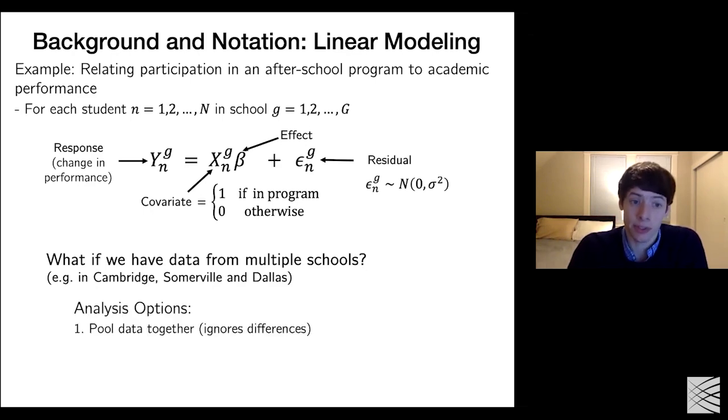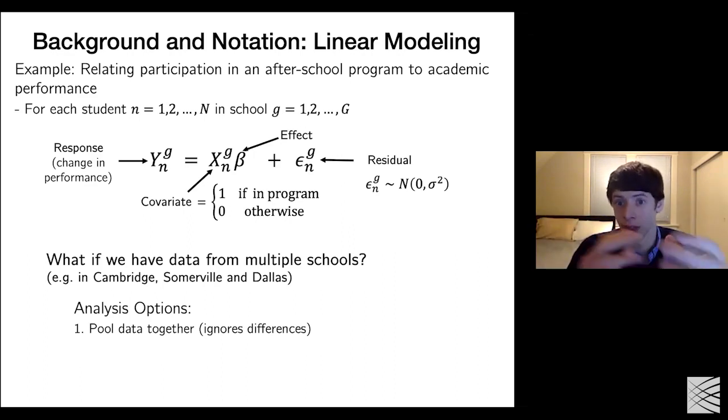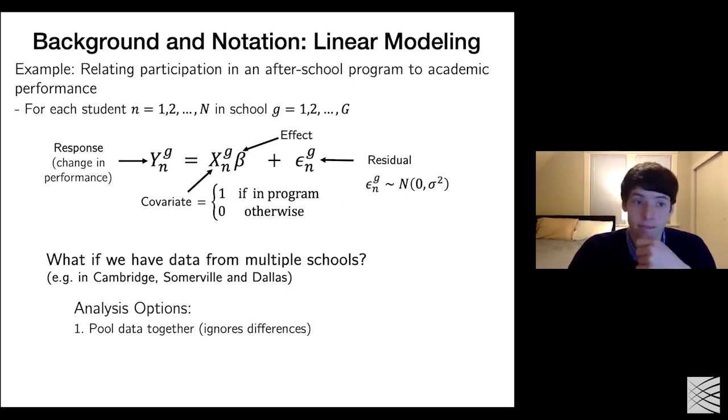With this model, we have a few different analysis options. The first option will be to pool all the data together and just compute a single estimate, ignoring the differences. This can be a good idea if we think that the differences between these schools are relatively small. But if they're actually different, we're going to be missing out on something.